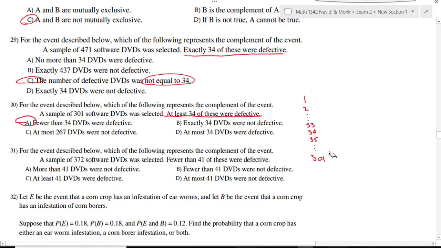So here's all the defective DVDs listed from 1 to 301. If I'm talking about at least 34, that means that I include the 34 and that would be my event. Everything else here would be the complement of the event, and the way that I would express this would be fewer than. Number 31. We want to find which statement represents the complement of the event. My event is fewer than 41 of these were defective. What would be the complement of fewer than 41? I would say 41 or more.